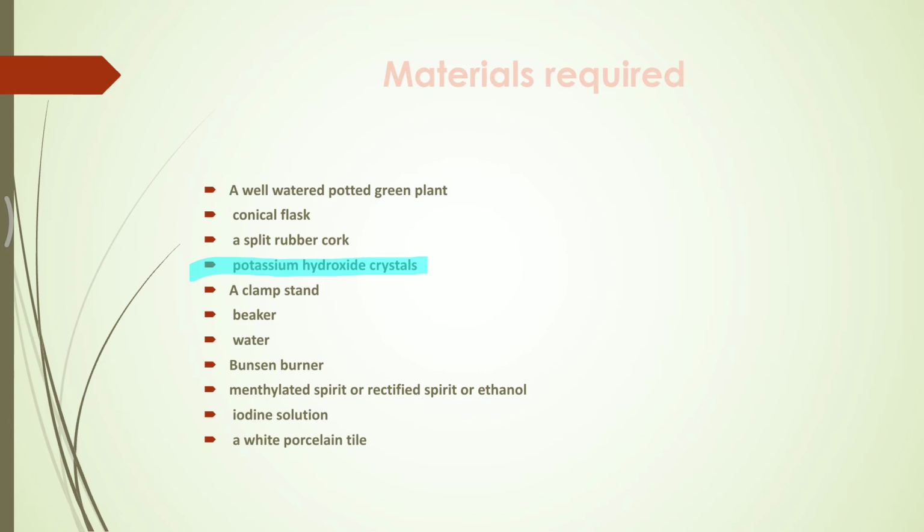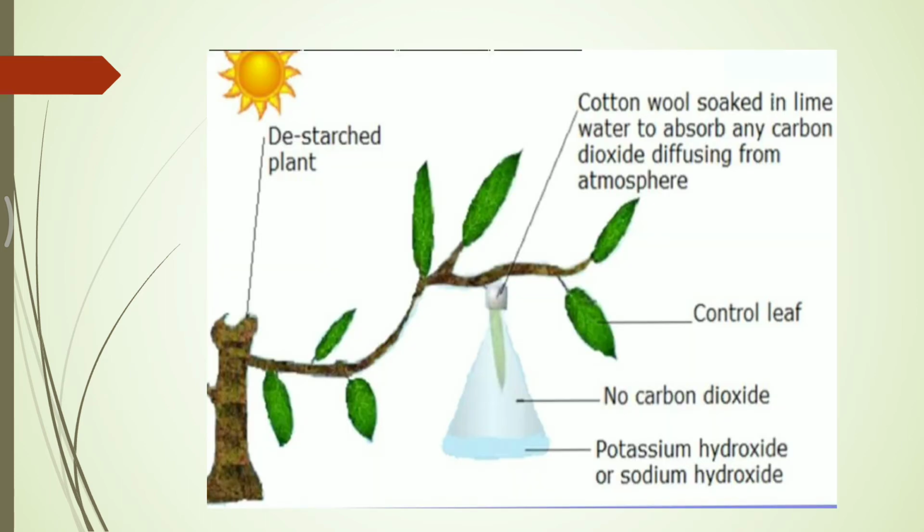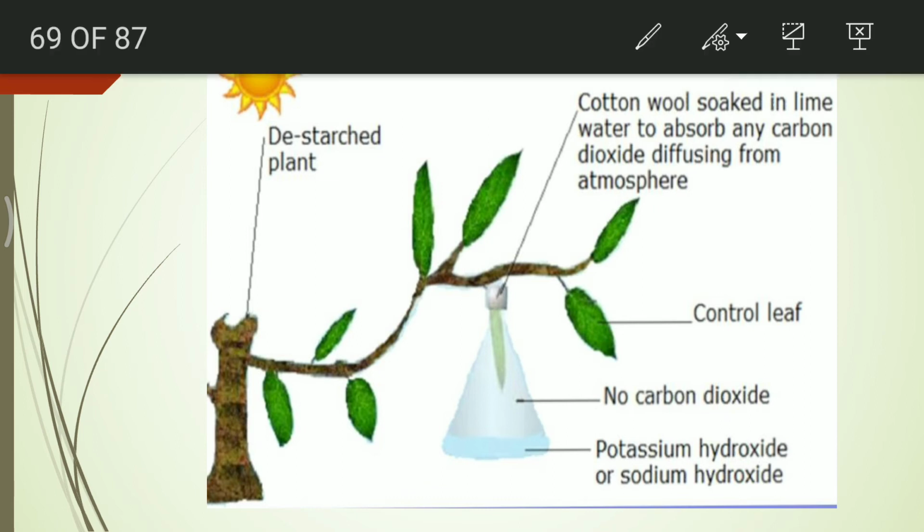So at first we begin with definitely a destarched plant. And how do we destarch a plant? By putting it in dark for 48 to 72 hours, and then afterwards we perform the iodine test. Again, the process of iodine test is the same. We make sure that the plant which we are putting is in this particular arrangement. You can see the arrangement.